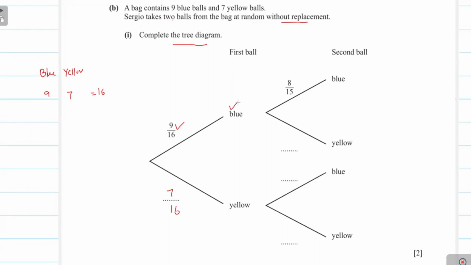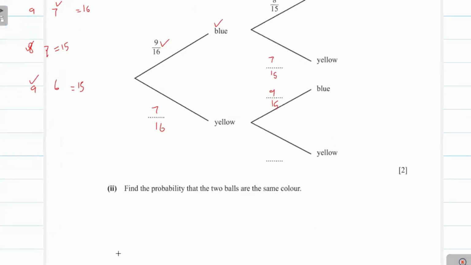Next, if the blue ball is picked, then blue will be 8 and yellow will be 7, and the total will be 15. The probability of blue will be 8 over 15 and yellow will be 7 over 15. If we select the yellow ball, then yellow becomes 6 and blue will be 9. The total will be 15. And the probability of blue will be 9 over 15, and the probability of yellow will be 6 out of 15.